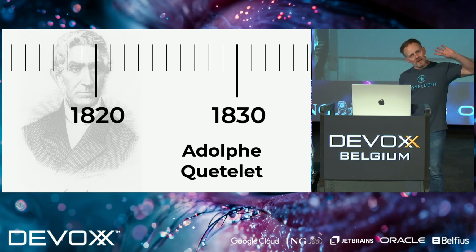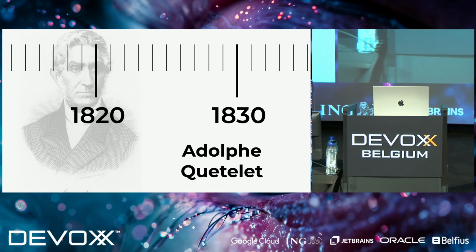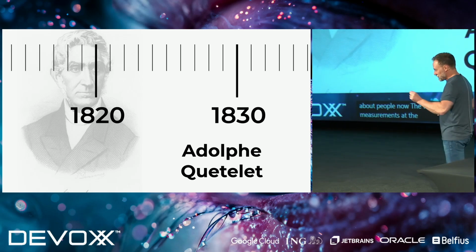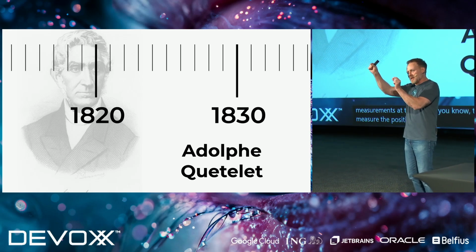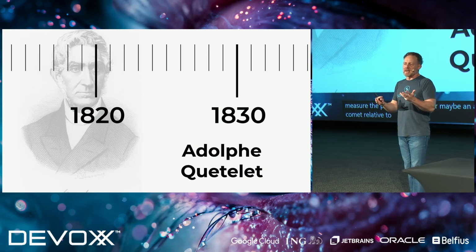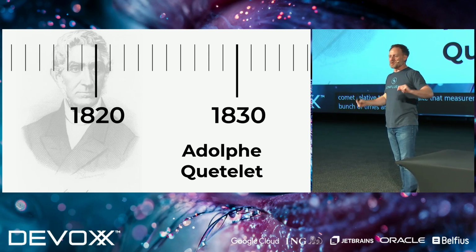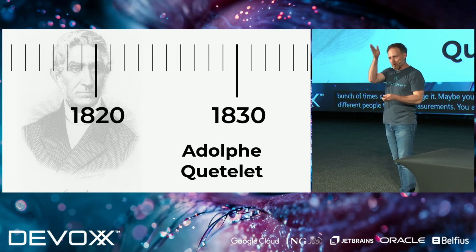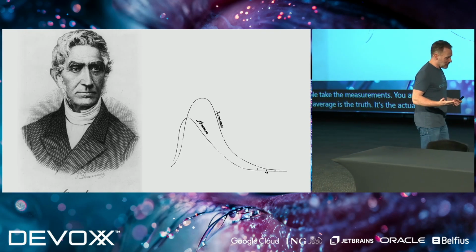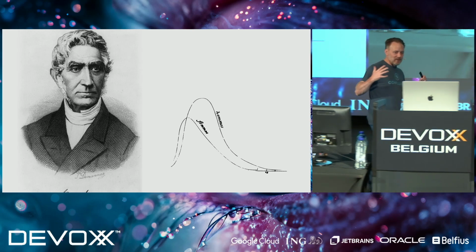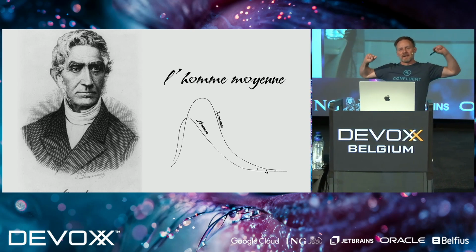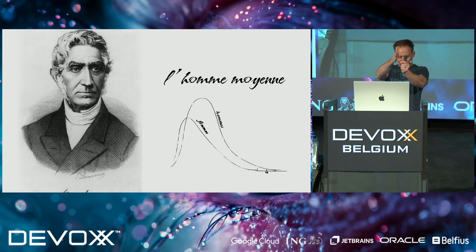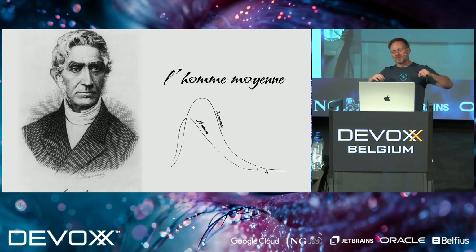Now, the way astronomers were taking measurements at the time is, they'd measure the position of a star, or maybe an asteroid or a comet relative to stars. You take that measurement a bunch of times and you average it. Maybe you have different people take the measurements. You average them, and the average is the truth. It's the actual position of the thing. Well, he applied this to people, and he thought, let's take all these averages and come up with this kind of average person, and the way the averages line up will be some sort of true state of the way people are. Now, that might sound a little shady, and it was.